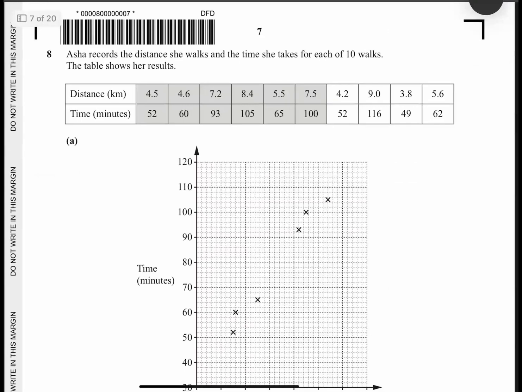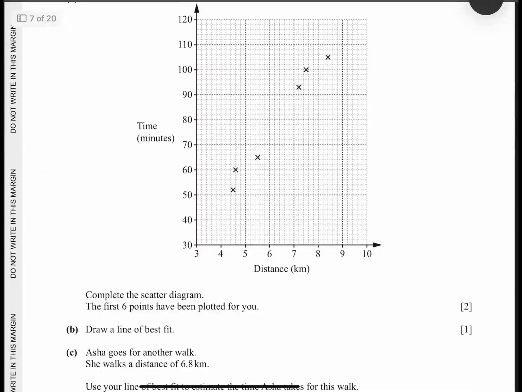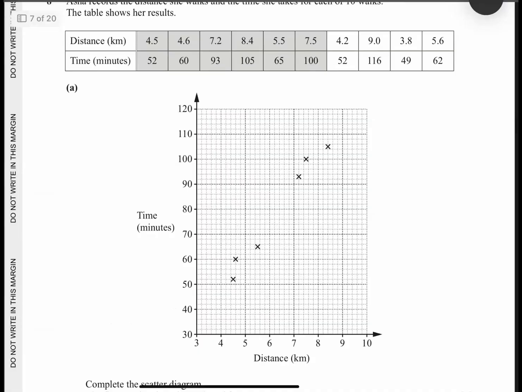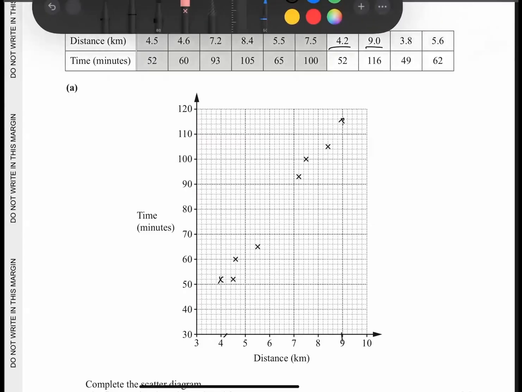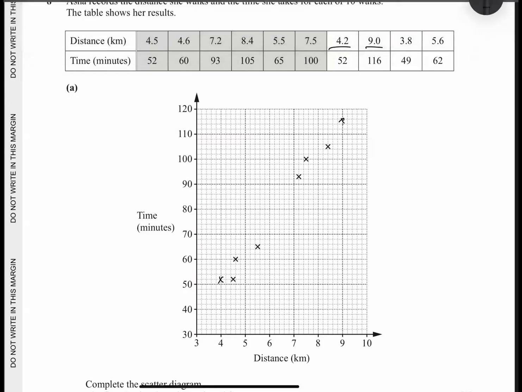Now we have this scatter diagram. I need to plot some points. So the distance for this one is 4.2, and that is right about here. And then the time would be 52 minutes. So over here, this is one. Then we have nine, and nine is over here, and 116. Then we have 3.8 and 49.